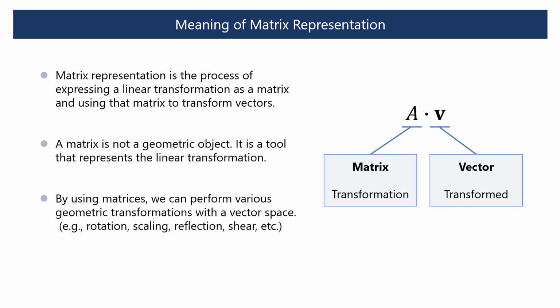In mathematical notation, the multiplication of a matrix and a vector is usually expressed with the matrix on the left side of the vector. This order indicates that the matrix represents the operation of the transformation, which acts on the vector.